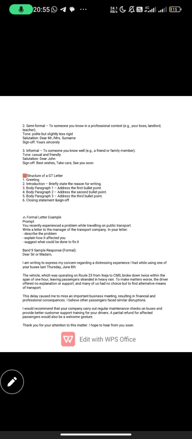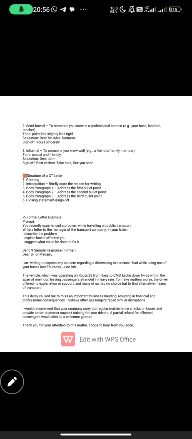Don't forget this. These things have their scores. These things are part of your task achievement. You score it this way. Task achievement, coherence, cohesion, lexical accuracy, grammatical accuracy, all these apply to both general training and academic training, please. They both apply to you both. So, dear Mr. or dear Mrs., then the surname. You can make this up. Your sign off is yours sincerely, not yours faithfully. Take note of that. Yours sincerely, not yours faithfully.